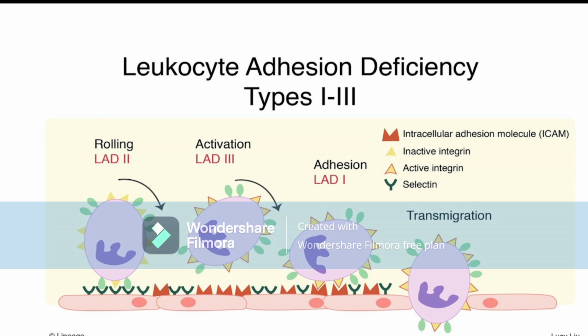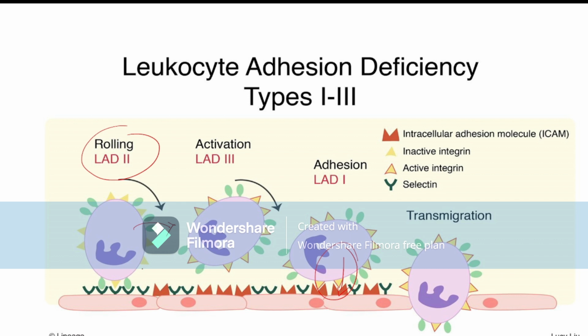So there are different types of LAD. We have divided LAD into three types: type 1, type 2, and type 3. In type 1 LAD deficiency, there is a problem in the adherence. That means the neutrophil cannot attach with the endothelium. In type 2, there is a problem in the rolling. That means the slow rolling cannot occur in type 2.